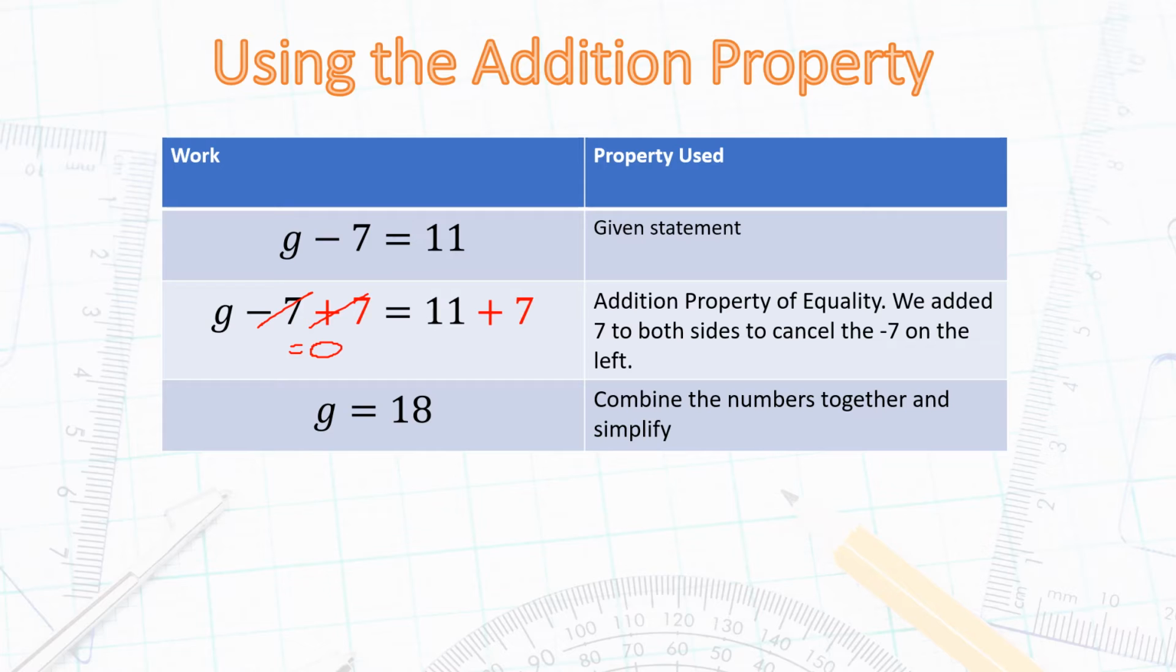So I'm trying to use my vocabulary as much as possible to get you used to it. This is what we call a statement and reason table. So the statement goes on the left, or work and property used. I don't mind which way you write it.